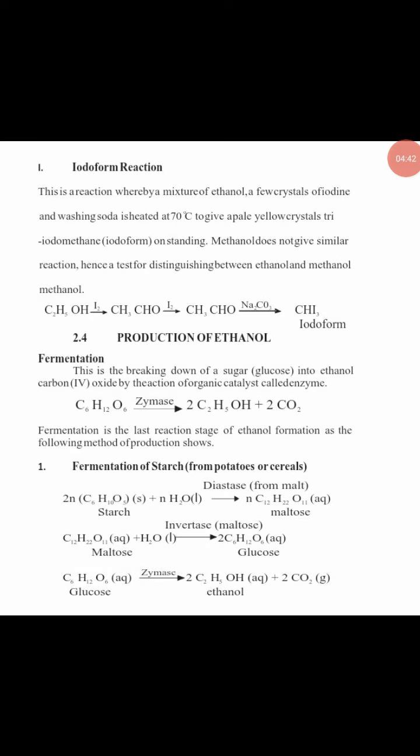Now, production of ethanol. I think that's all on the reactions we have under ethanol. Ethanol is produced through the fermentation process. We know what fermentation is: the breaking down of sugar or glucose into ethanol and carbon IV oxide.